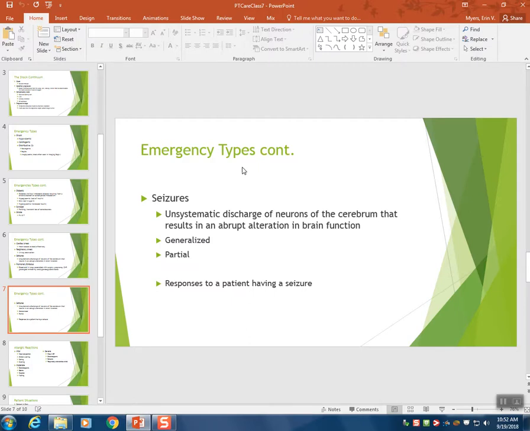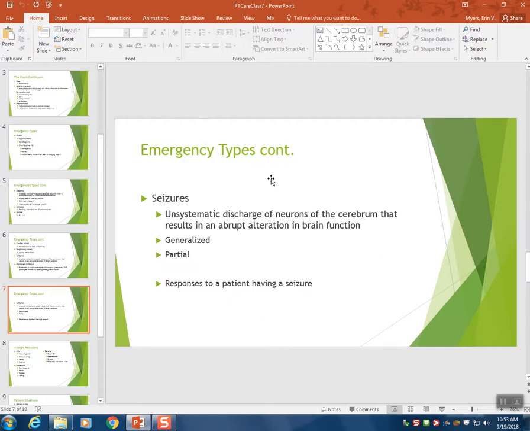Generalized are the major seizures that you see in patients: full body shaking, unresponsiveness. They may vomit. They may have drool excessively rolling out the side of their mouth. The first thing you want to do when you see a patient having a seizure is make sure that they're safe. The patient doesn't know what's going on when they're having a seizure, so it's our job to protect them to make sure that they don't hurt themselves.